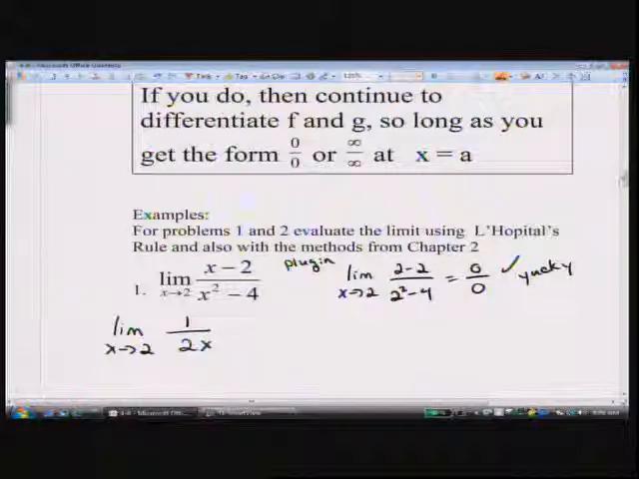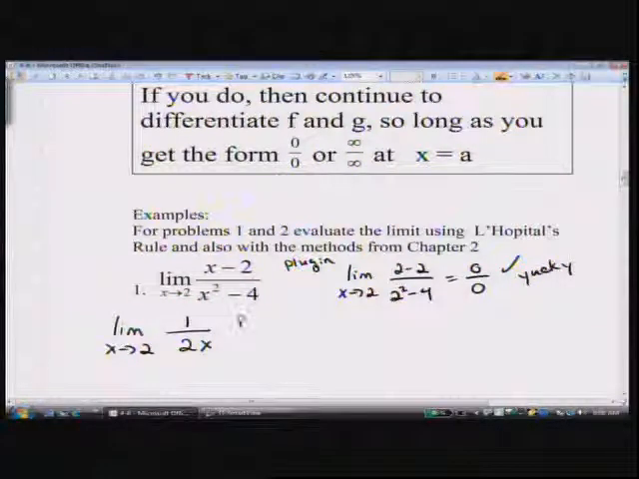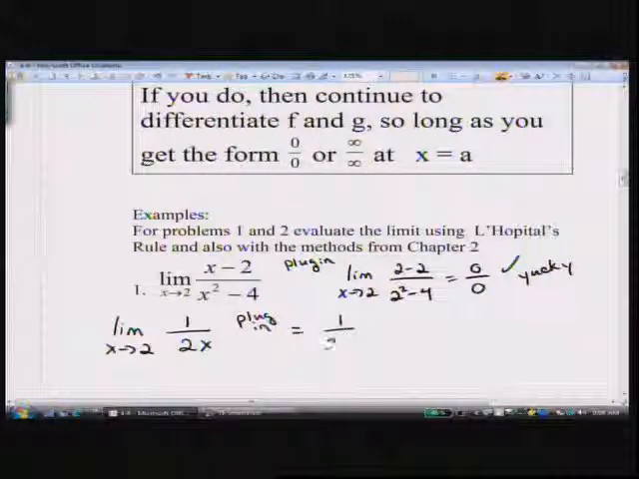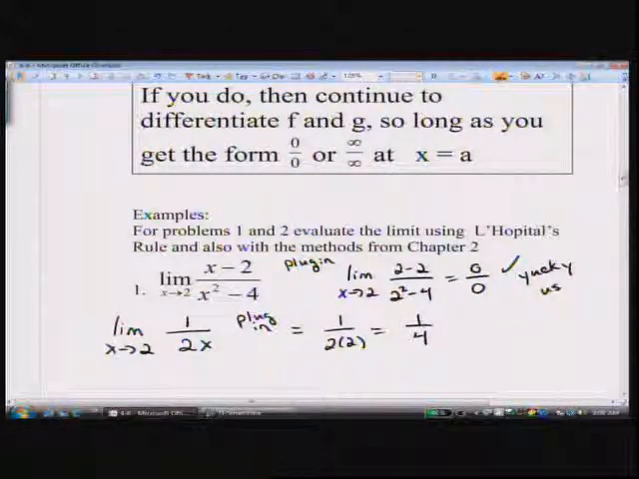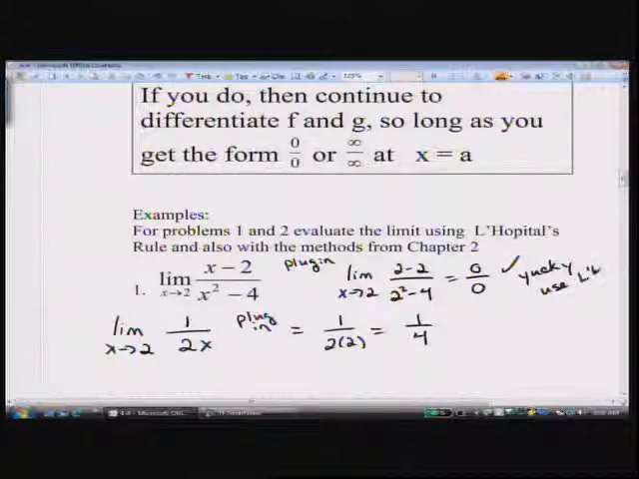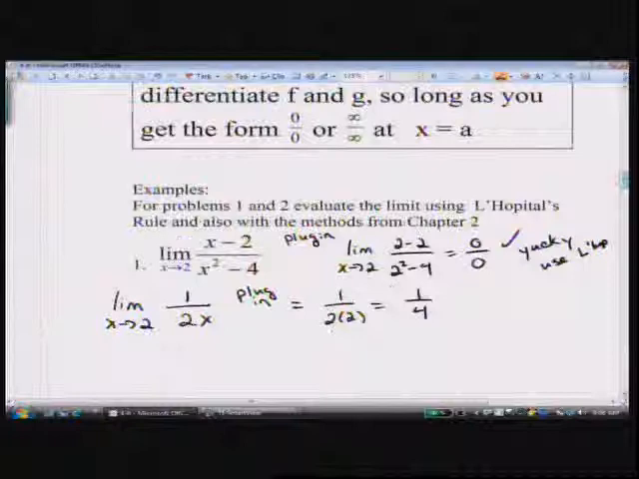You got with me? So I take the derivative of the top, derivative of the bottom, and now I can plug in. And what do I get? Well, I get 1 over 2 times 2, or 1/4. Okay? So that's using L'Hopital's rule. And I always say use L'Hop. Okay, now let's try it the old way.